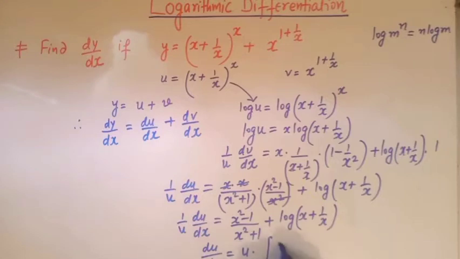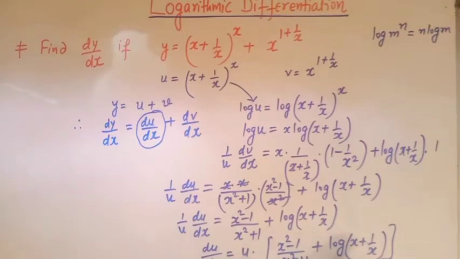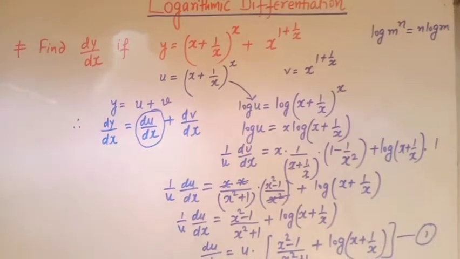(x² − 1)/(x² + 1) plus log(x + 1/x), right? So this du/dx is equal to this expression. So let us call it 1, right?